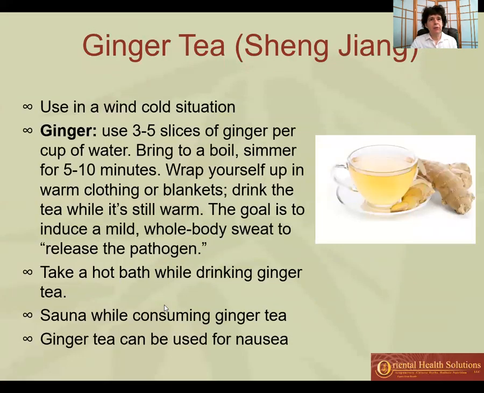The first herb that we want to talk about is ginger tea, shenjiang. We want to use ginger tea in a wind cold situation. You want to use about 3 to 5 slices of ginger per cup of water, bring to a boil, simmer for about 10 minutes, and then wrap yourself in warm clothing or a hot, warm blanket, or turn up the heat, whichever. Then you drink the tea while it's still warm. The goal is to induce a mild whole body sweat to release the pathogen, to push out the pathogen. You could also take a hot bath while drinking ginger tea, or do a sauna.